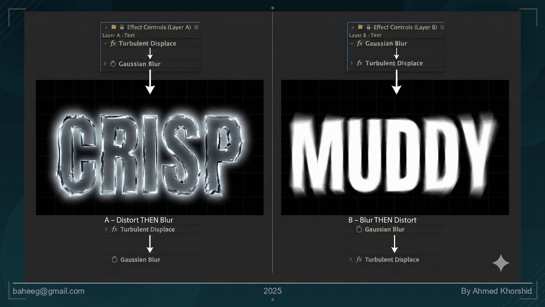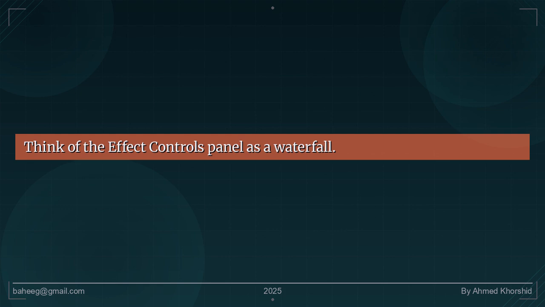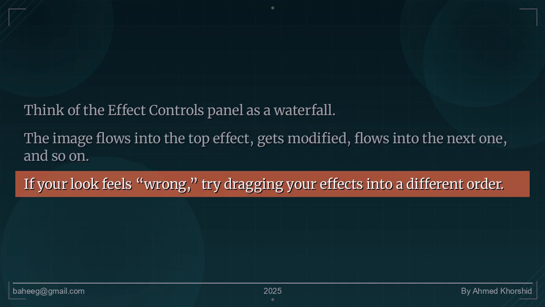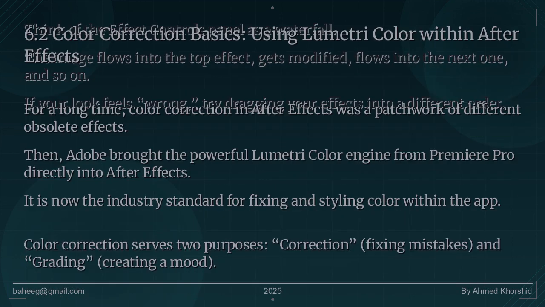Figure: side-by-side comparison diagram. On the left, a text layer labeled A shows crisp distortion edges because distort was applied after blur. On the right, a text layer labeled B looks muddy because blur was applied after distortion. Arrows indicate the downward flow of processing logic in the Effect Controls panel. Think of the Effect Controls panel as a waterfall. The image flows into the top effect, gets modified, flows into the next one, and so on. If your look feels wrong, try dragging your effects into a different order.